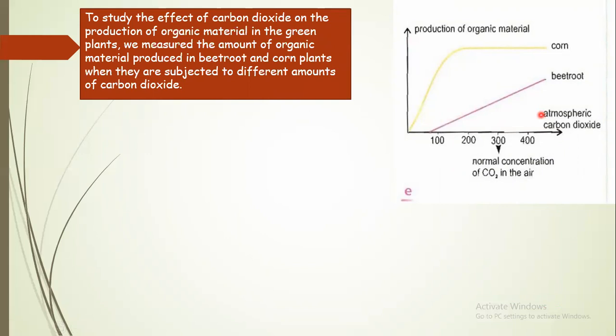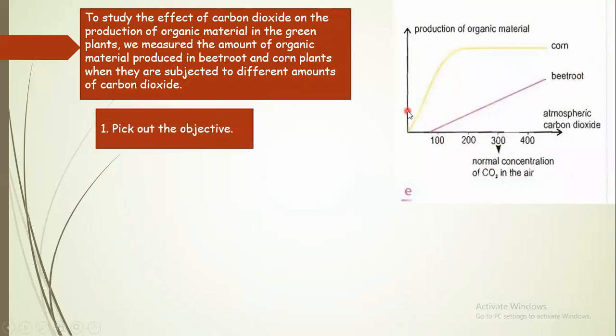This graph studied the amount or the production of organic material in the presence of carbon dioxide, with different concentrations, in two different plants. The first plant is the beetroot and the second plant is the corn.